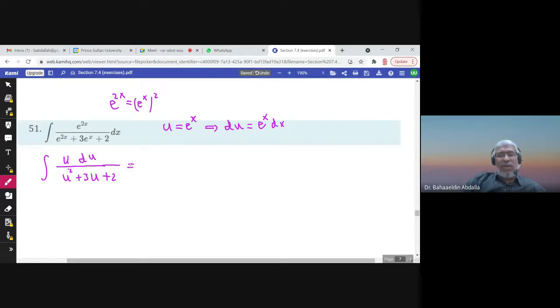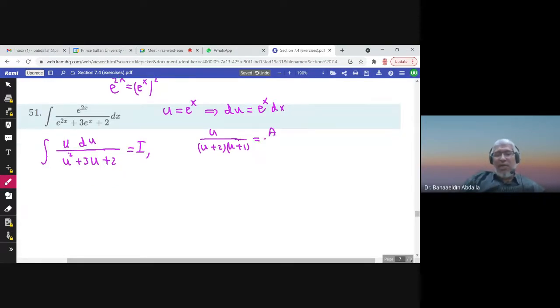And I can write it as, or let me call it I, and let me work now with u over u squared plus 3u plus 2. I can factor: u plus 1 times u plus 2. And I can write it as A over u plus 2 plus B over u plus 1. I can find A by canceling u plus 2 and replacing u by negative 2. Negative 2 plus 1 is negative 1, so A is 2. And I can find B by canceling u plus 1 and replacing u with negative 1. Negative 1 plus 2 is 1, so B is negative 1.